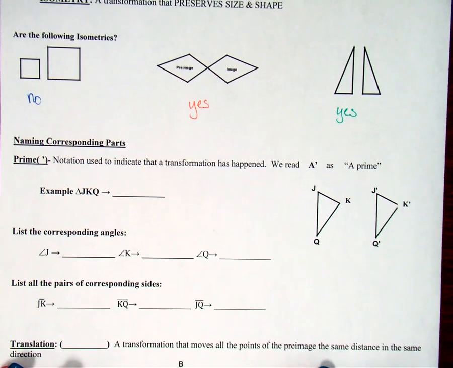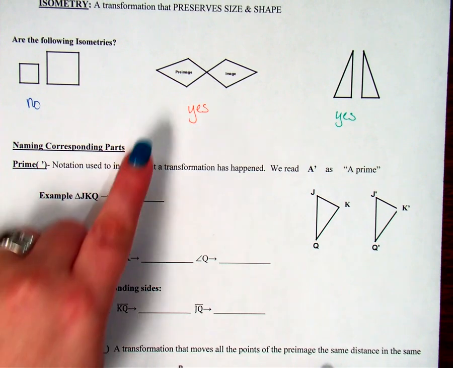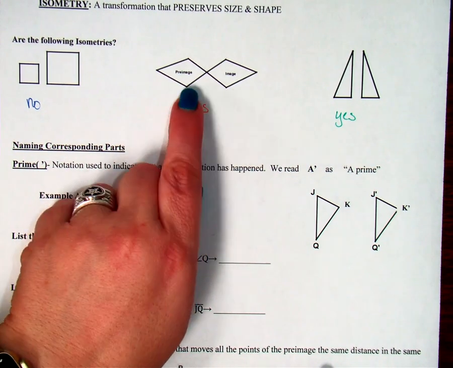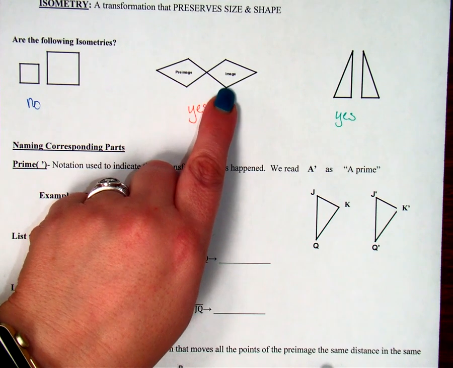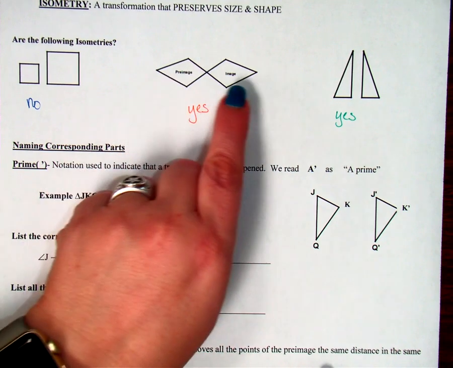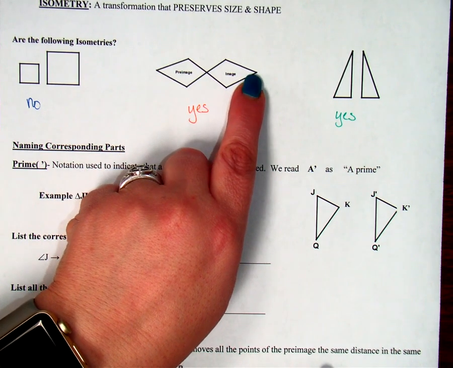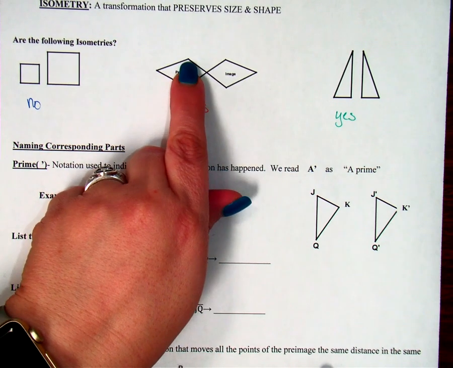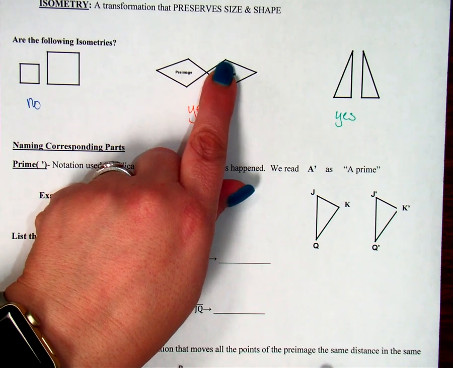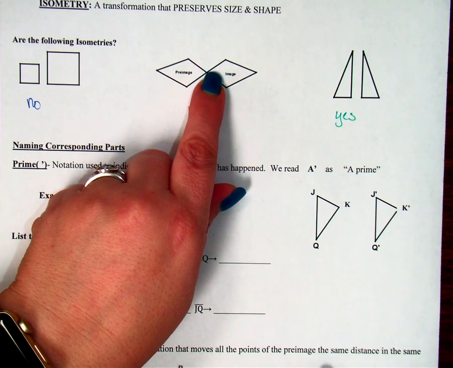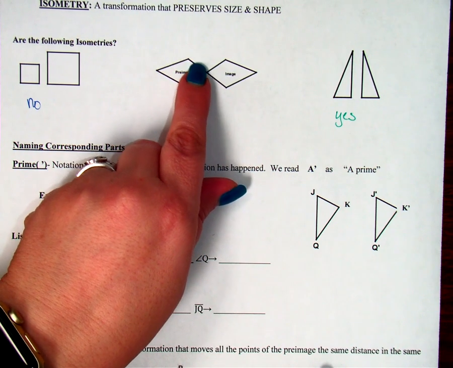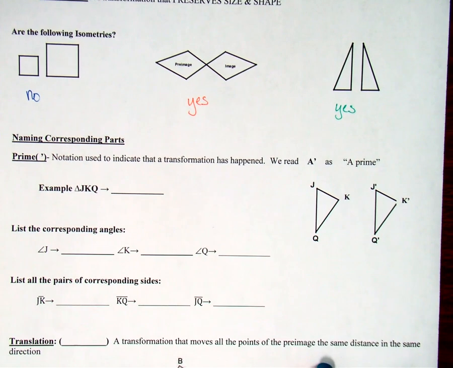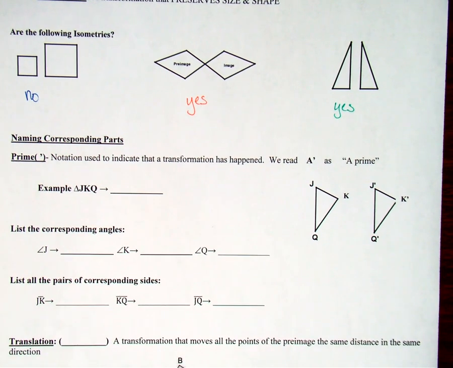When we look at transformed images, they're going to have corresponding parts from the first shape to the second shape. So for example, this bottom piece here will correspond to this bottom point here. This outside point here will correspond to this outside point here. This top point here will correspond to this top point here. And same thing with my sides, right? This segment here would correspond with its matching piece over here. Okay? So the corresponding parts are going to get named.